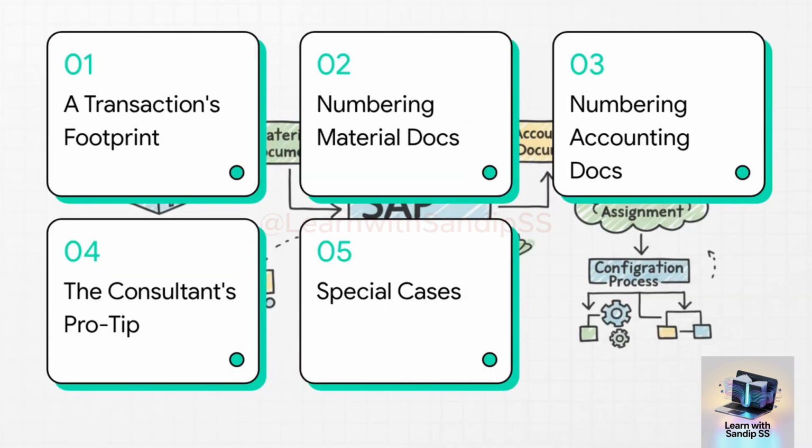All right, so here's our game plan. We're going to start with what I call the transaction's digital footprint. Then we'll look at how both the material and the accounting documents get their unique numbers. I've also got a fantastic pro tip for you consultants out there, and we'll wrap things up by looking at a couple of special cases. By the end of this, you'll have a super clear roadmap for this crucial piece of configuration.